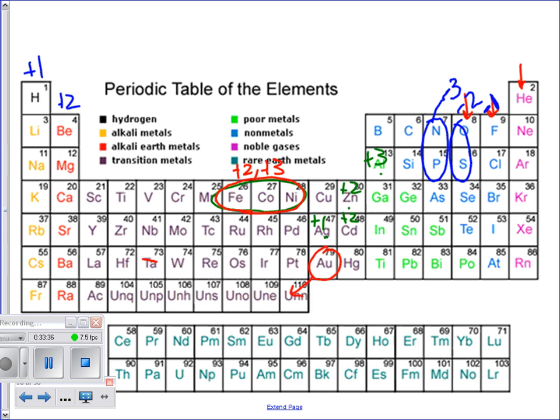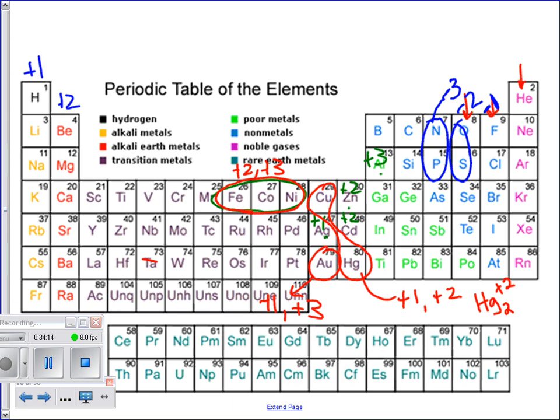Gold. +1, +3. Copper and mercury are both +1, +2. So Lincoln knows his charges. But let me ask you about mercury. Mercury is kind of weird. When mercury is +1, it's a what? Diatomic. Mercury can only be +1 if it's in a diatomic form. There's 2 of them, and each one is a +1.